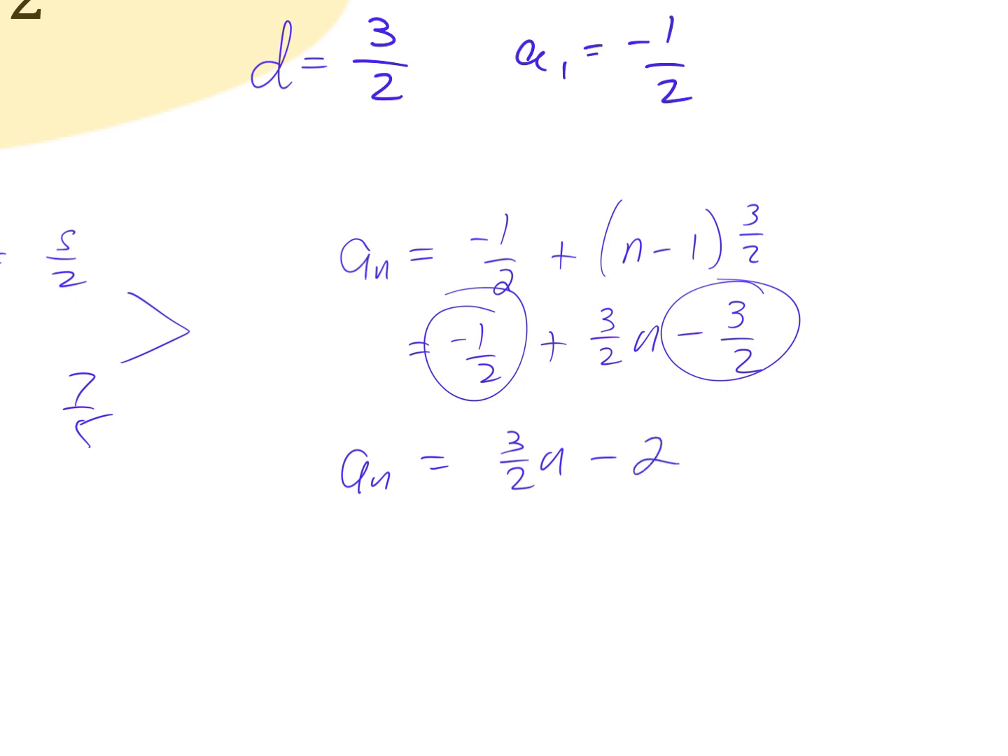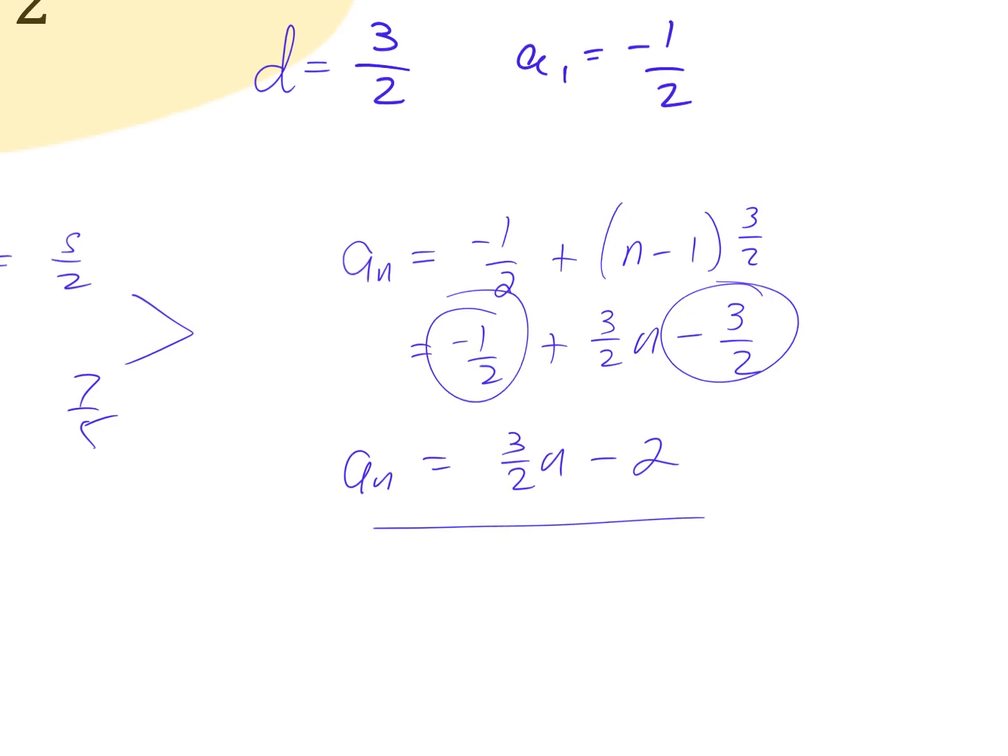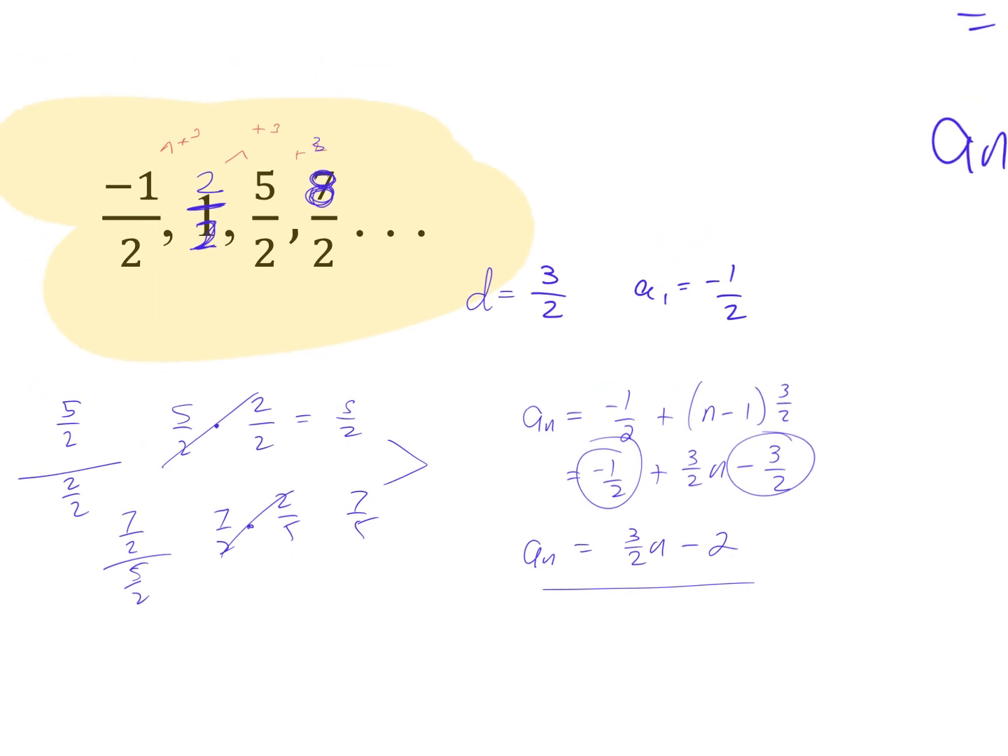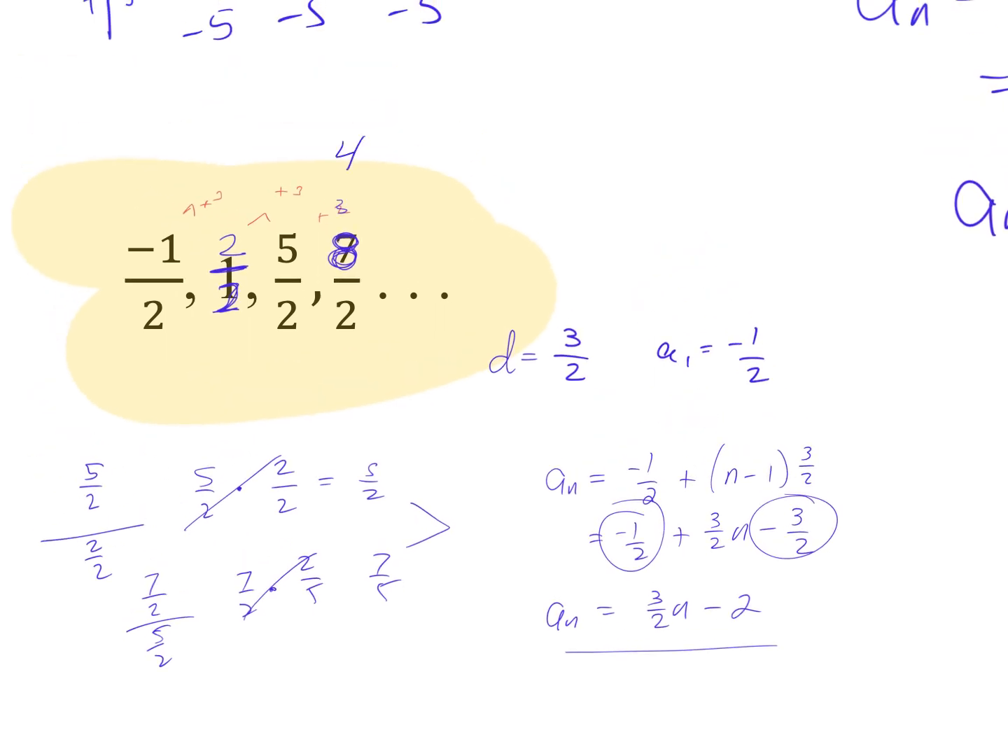I'd rather you not. Now, once you write this rule, how could you check it? If I plugged in a 4 with this new thing that I just changed it to, when I plug in 4 for n, what should my answer be? 8 over 2. Every time you write the rule, you can always go back and check with the given information to see, oh, okay, it makes sense.